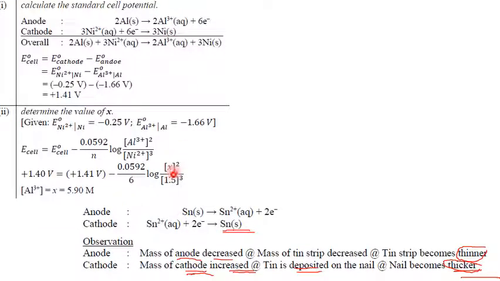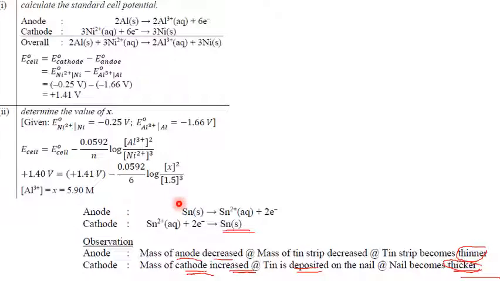So product over reactant. Reactant is nickel, nickel 2+ to the power of 3. Solids, just ignore. So after you substitute everything, make sure you know how to press the calculator and get the value of x, and write down x actually is equal to the concentration of aluminium 3+, which is 5.9 molar. Final unit is a must. Okay, next.